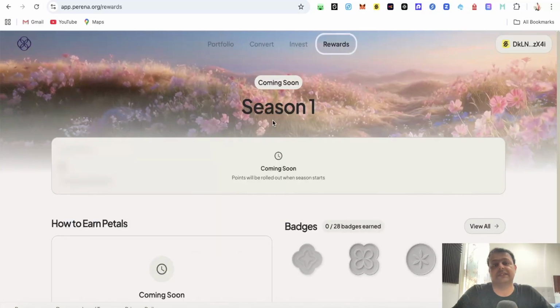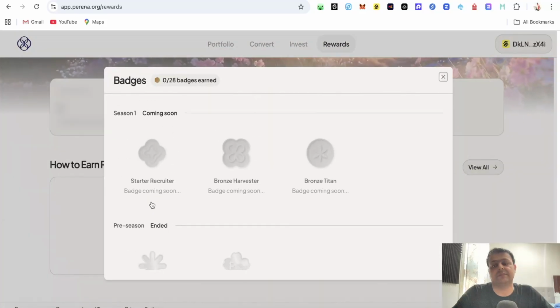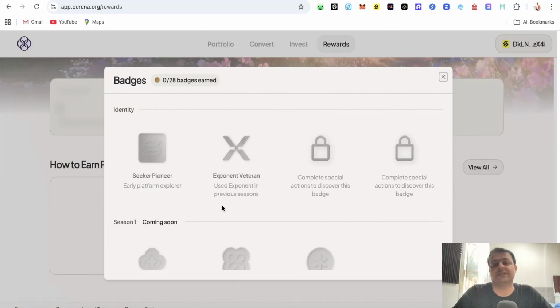Now apart from this, you can also collect badges. So season 1 is starting soon. And as you can see, there are these different badges. Now please note that season 0 and pre-season have already ended and season 1 would be starting soon.